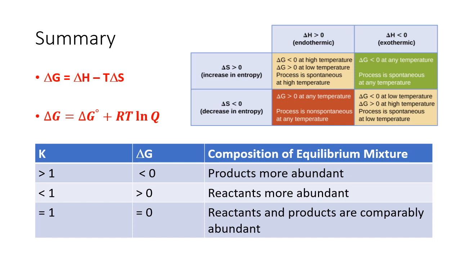If we have an endothermic reaction that increases entropy, it will depend on the temperature. The process is spontaneous at high temperature. Finally, if we have an exothermic reaction that decreases entropy, it will be spontaneous at low temperatures. When we're talking about equilibrium, the forward reaction is favored if the products are more abundant, so delta G will be negative. The backward reaction is spontaneous when K is less than 1, so reactants are more abundant. And when reactants and products are comparably abundant, delta G will be equal to 0, but that is going to be a very narrow temperature.